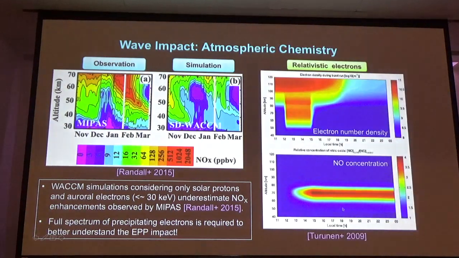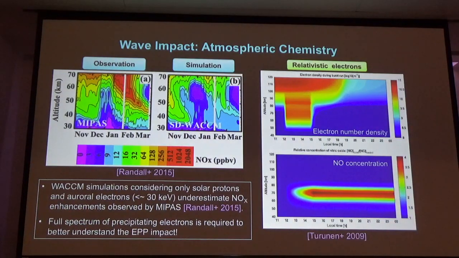And here's one more example showing the impacts of the relativistic electron precipitation. Using an ion-neutral chemistry model, Truman et al. successfully reproduced the enhanced electron density all the way down to 50 kilometers, which ultimately led to the enhancement in the NOx concentration. And interestingly, you can see that this NOx concentration was enhanced for a much longer time compared to the precipitation event itself.